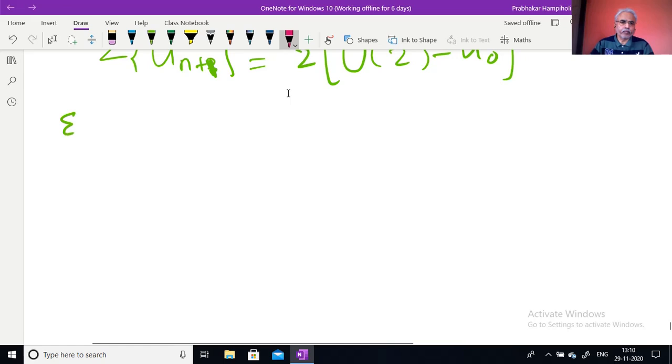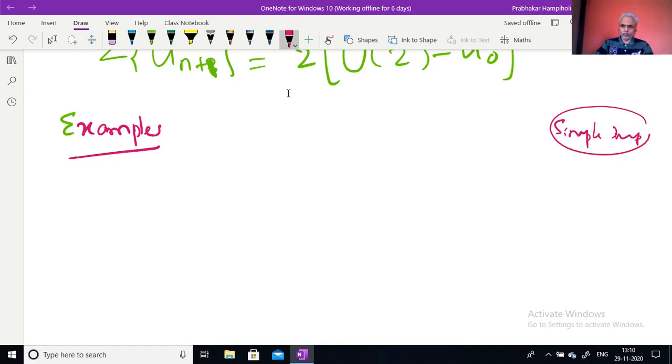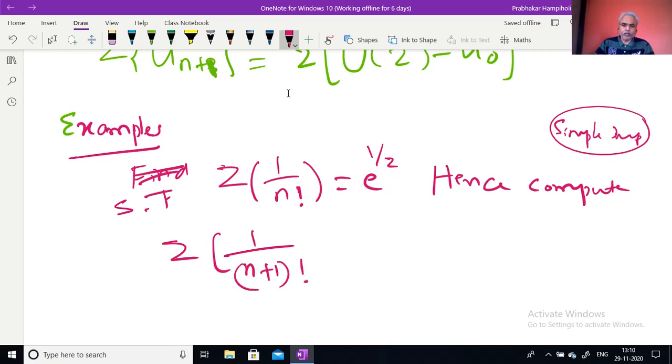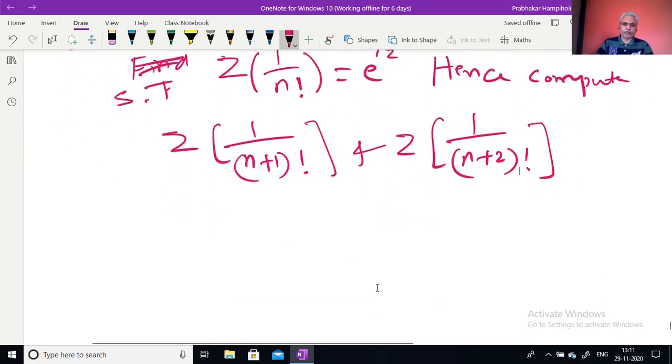Examples on the shifting theorem. They are simple as well as important from your examination point of view. Don't forget: find the z transformation of, or show that the z transformation of 1 by n factorial is e raised to 1 by z. Hence compute the z transformations of 1 by n plus 1 factorial, using the shifting theorem un plus 1, and one more, 1 by n plus 2 factorial. Let us get used to this.